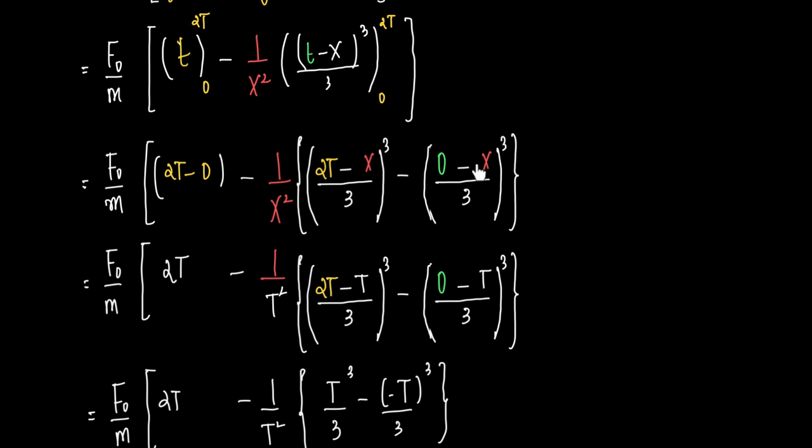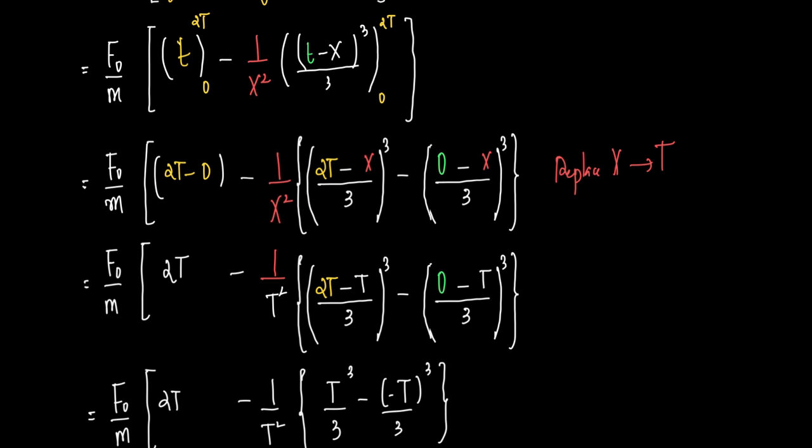So f0 by m, 2T minus 0 is 2T, 1 by x square. Now I'll replace x with T again. When we do that, x square becomes T square, 2T minus x becomes 2T minus T, the whole cube, and 0 minus T, the whole cube. 2T minus T is T cube, and 0 minus T is minus T, the whole cube, right?